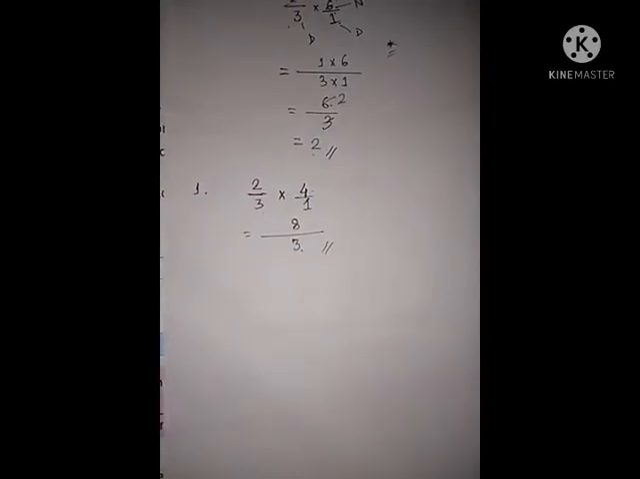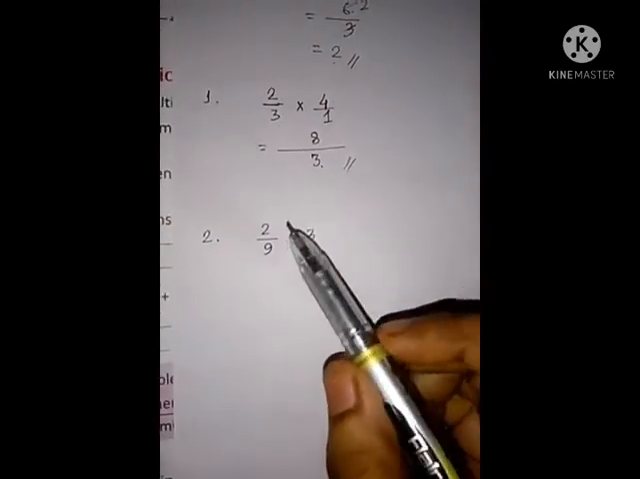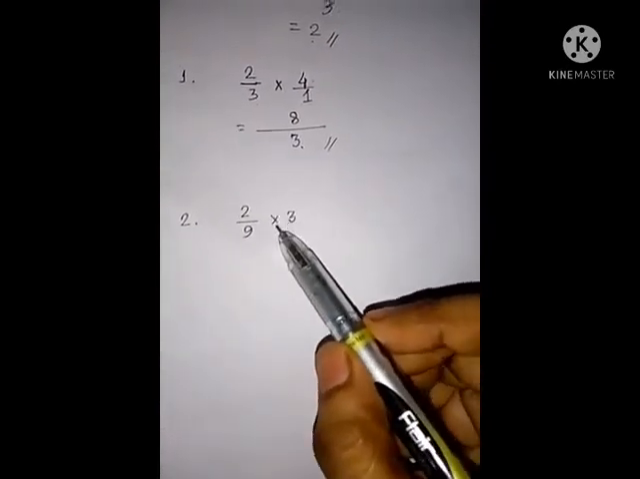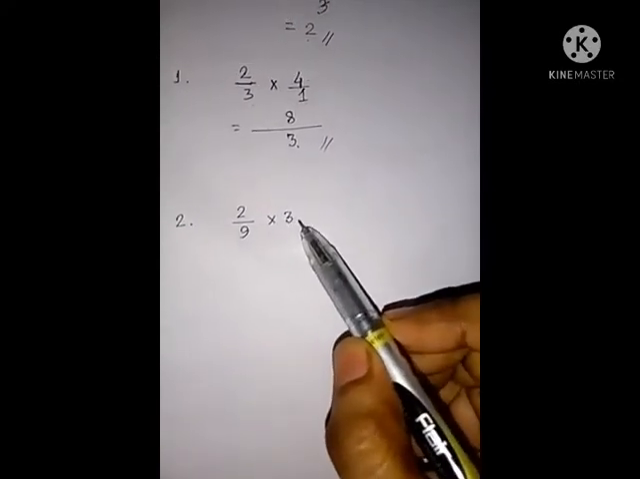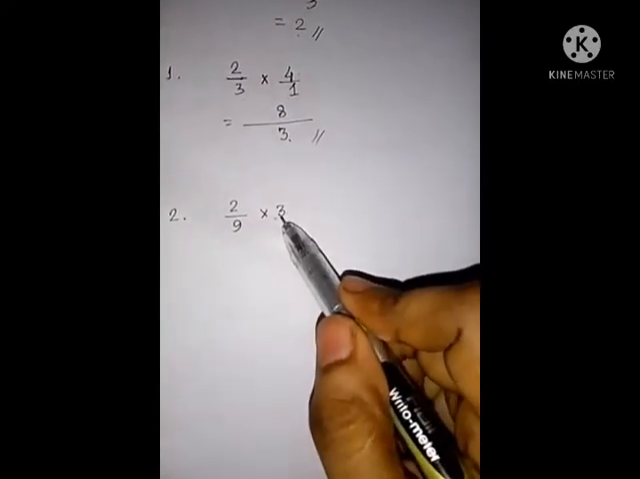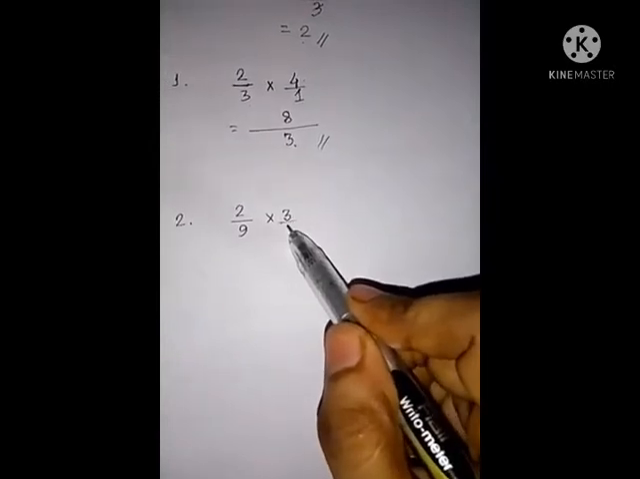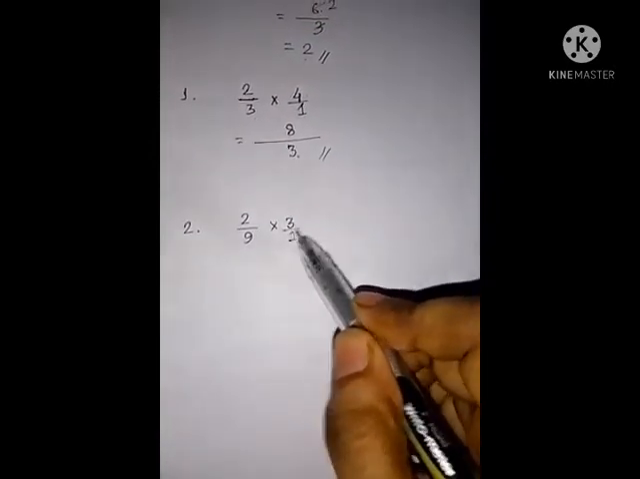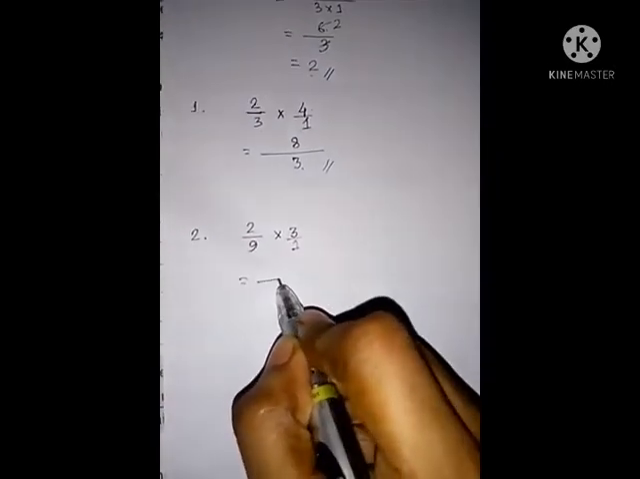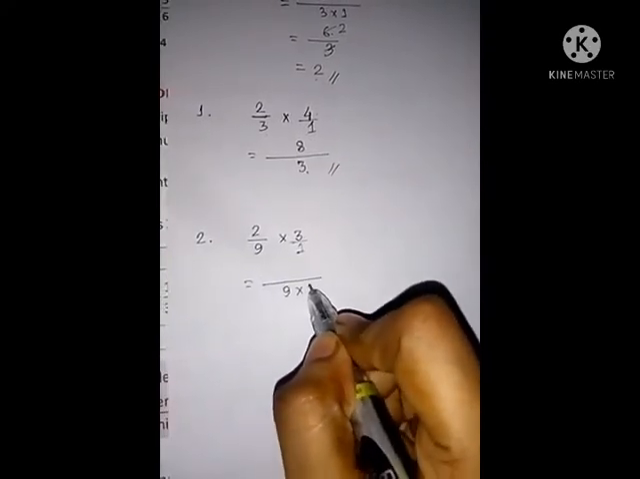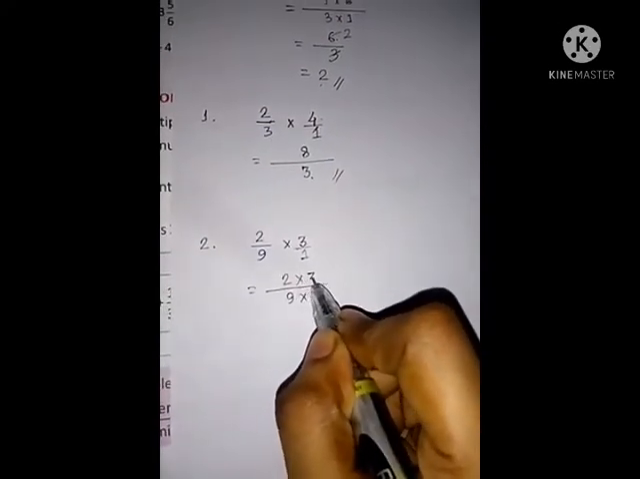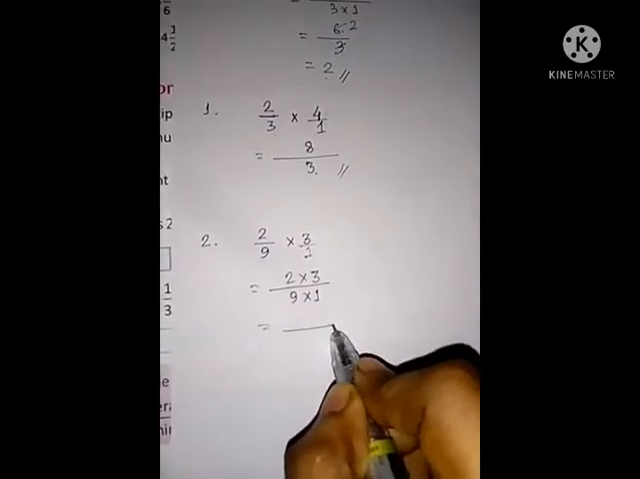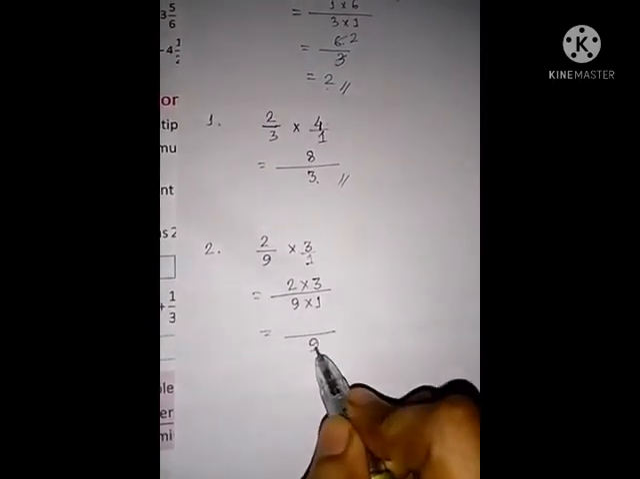Very easy. This is another example. This is a fraction, 2 by 9 into 3. 3 is the whole number, and as we have already known, here also 1 is present as the denominator. Now multiply denominator with denominator and numerator with numerator. So see, now 9 1s are 9.